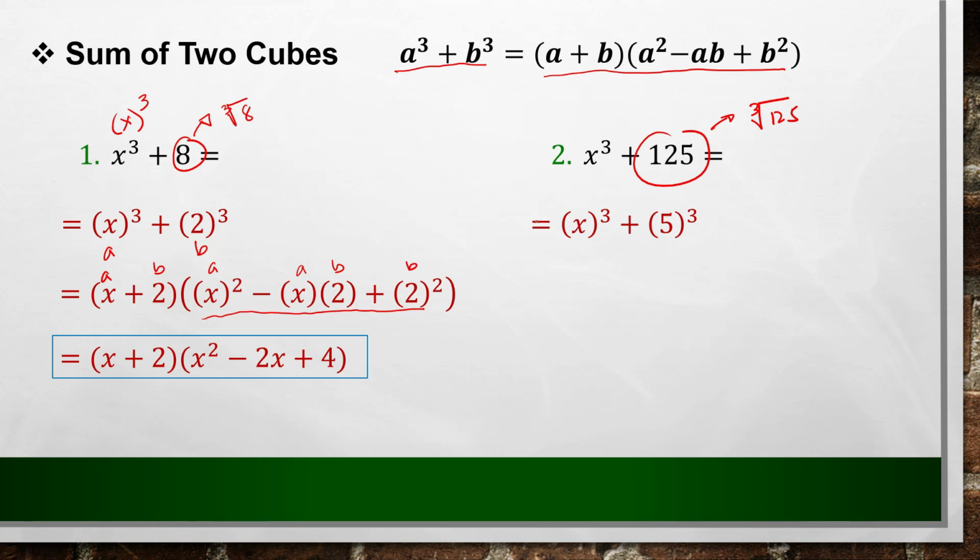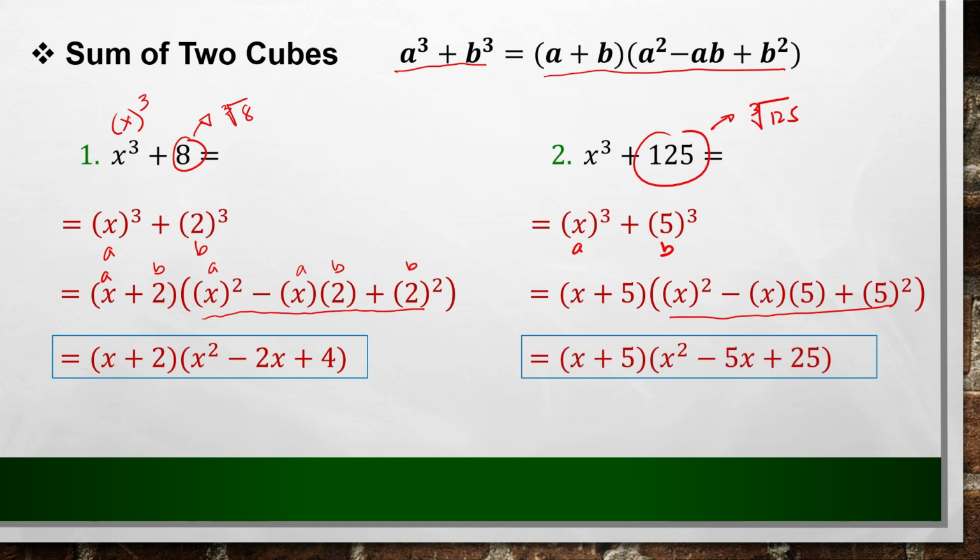Now that we have our a and b, the next step is to substitute those two into our formula, and this is what it will look like. I have the a plus b, x plus 5; a squared, x squared; minus ab, x times 5; and then b squared, which is 5 squared. Just like what we did in number 1, all we need to do is simplify this part of the factor. So x squared, just get rid of the parenthesis. x times 5 is 5x. 5 squared is 5 times 5, which is equal to 25.